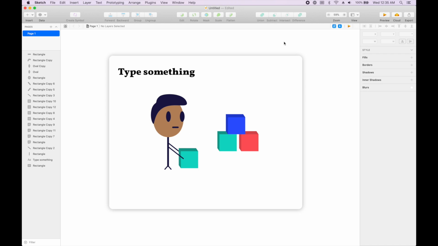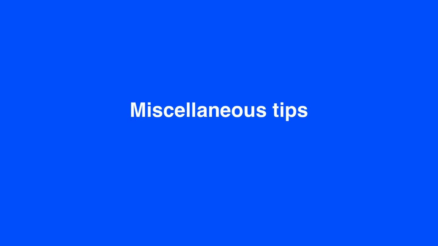Okay, after playing around with that library for a bit, you should have something that roughly resembles this. And now another designer might look at this and say, wow, we're done. And yeah, they'd be right, we're done. Alright, that's it for the hard skills. Let's move on to some more miscellaneous tips.